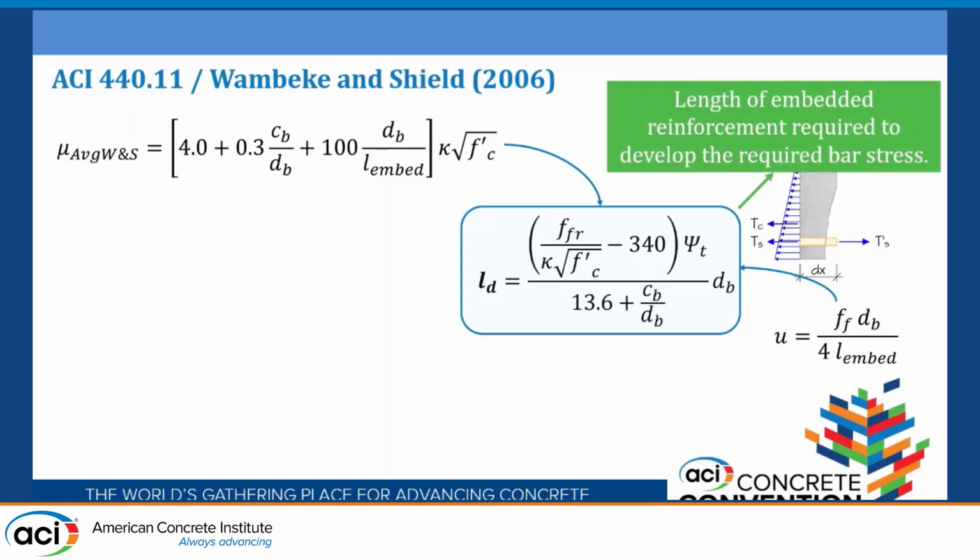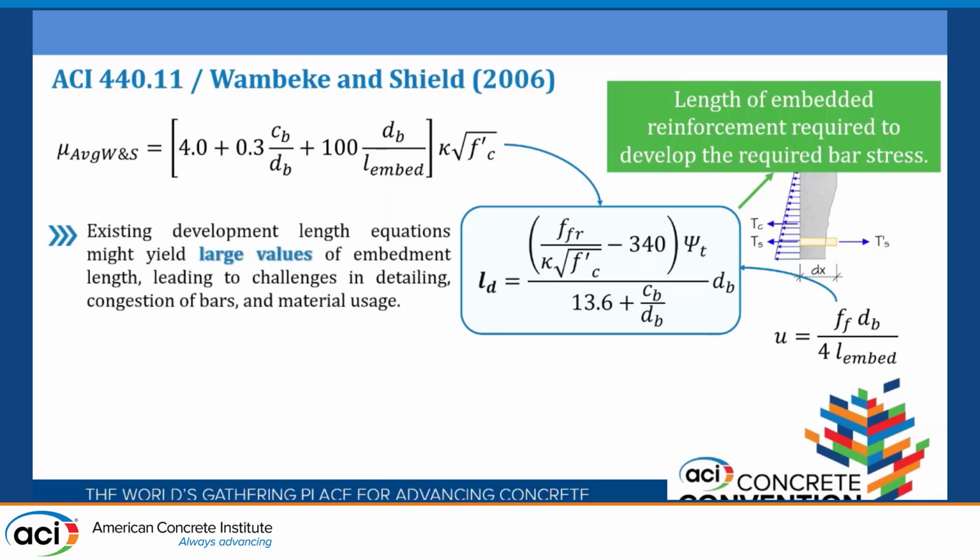This is the embedment length, the length of embedded reinforcement required to develop the required bar stress. Based on design assumptions, if you are designing, you will have a design tensile strength and you try to reach that design tensile strength, which is different from steel, where you typically reach the yielding strength of the steel reinforcement. What happens with this expression is that the existing development length equation may yield large values of embedment length.